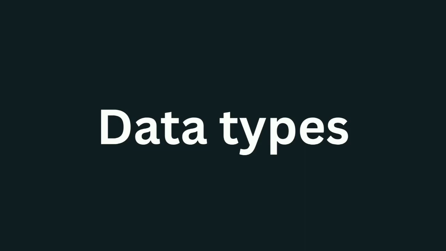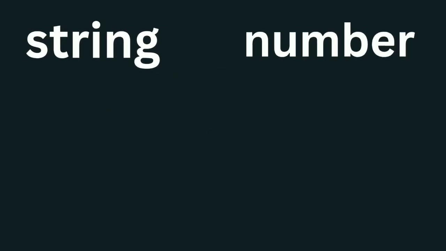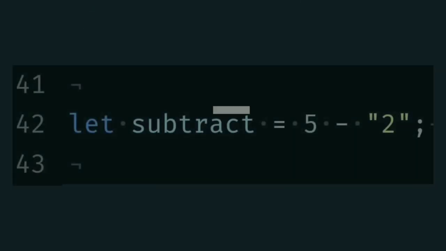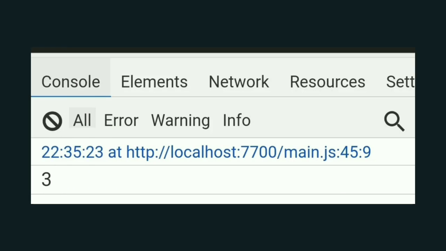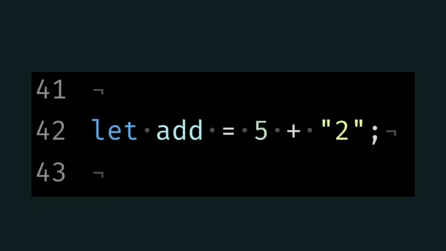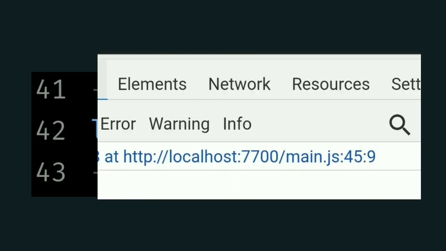Let's recap everything we learned so far. Remember, data types are just different types of information that JavaScript uses to handle different information. Be careful because operators behave differently based on their data types. The subtraction sign always does math. But the plus sign can either add numbers or it can glue strings together silently.